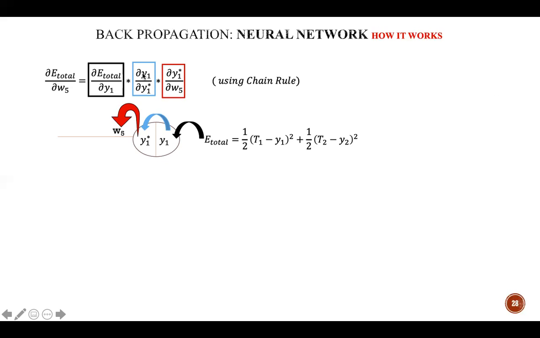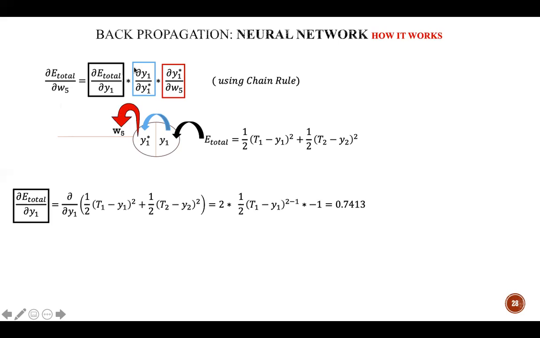If you think, okay, where are these terms coming from? You see, I have W5 and I have the E total. What is my total error? The total error was here. In order to get to W5, you have to backpropagate this error into Y1, and from Y1 to Y1 star, and from Y1 star into W5. And this concept is put together using this chain rule in calculus.